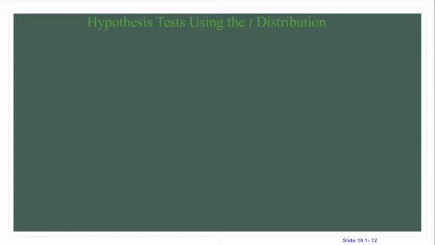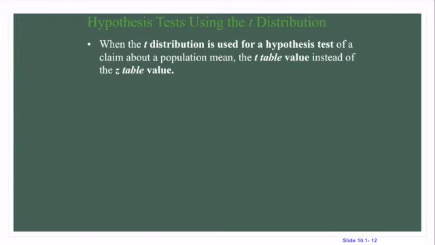So how do we do hypothesis testing with a t-distribution? When the t-distribution is used for a hypothesis test of a claimed population mean, we're going to use a t-table instead of a z-table value. Okay? So we're going to switch from our z-table and use a t-table.